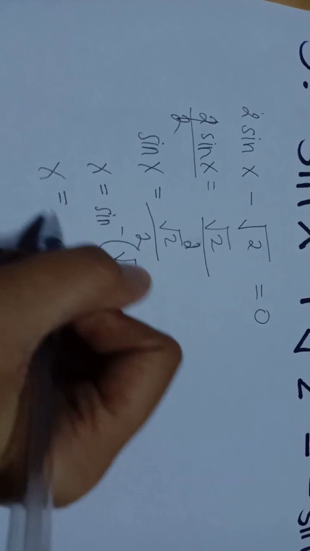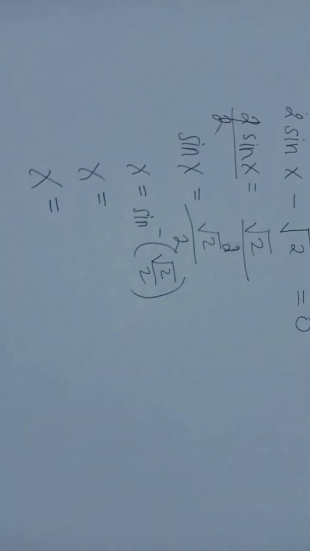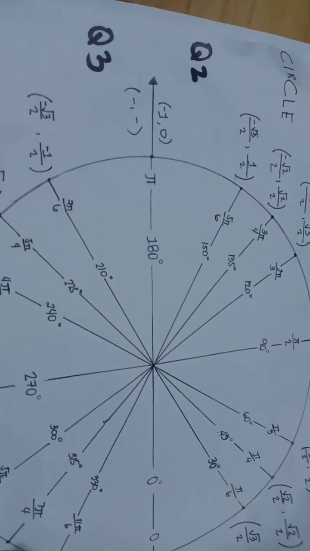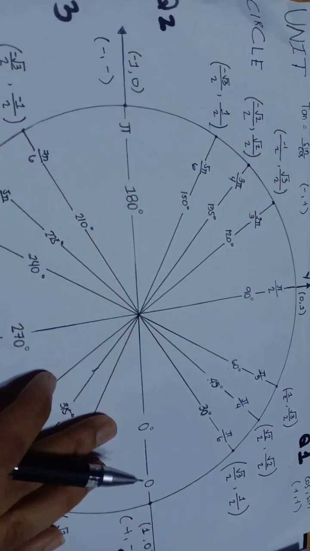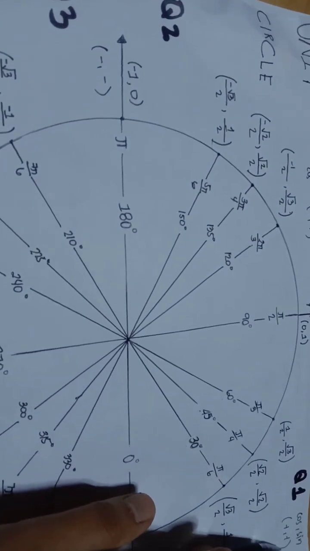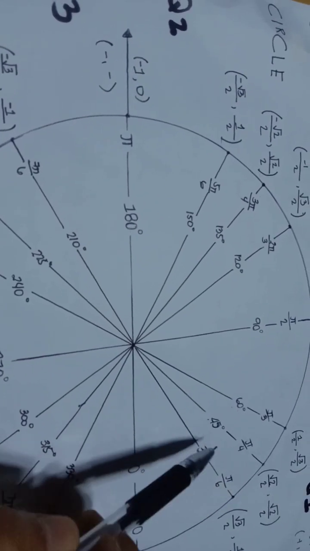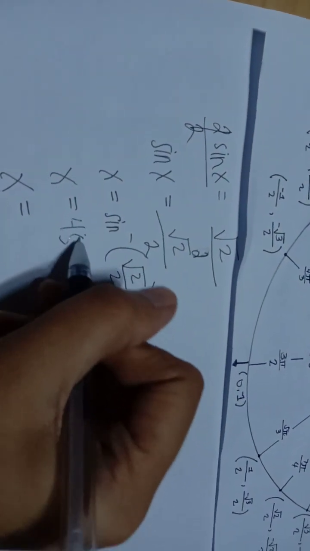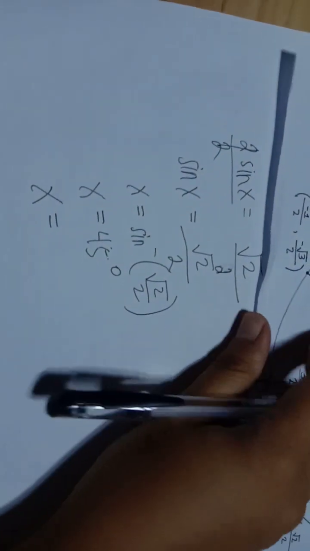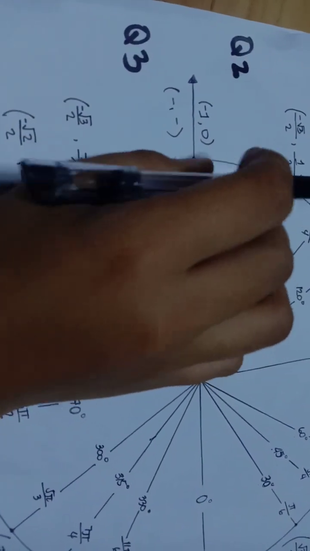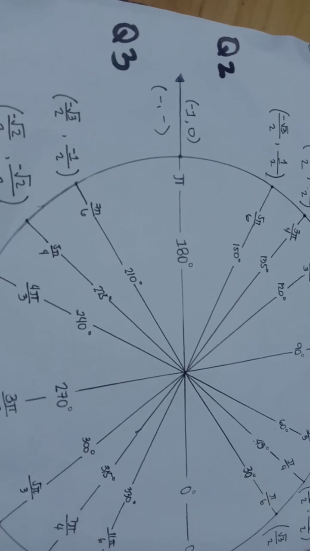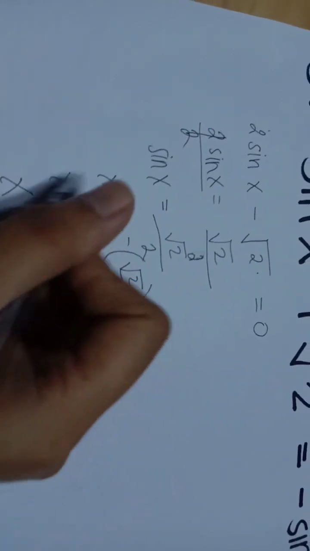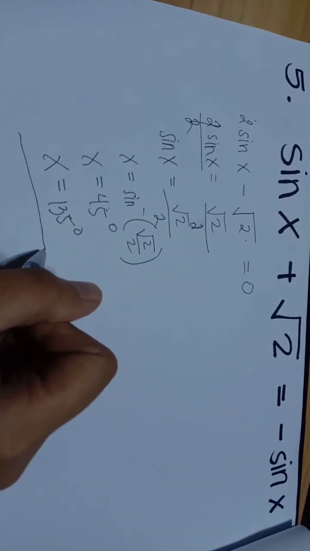So what is the value of x now? Okay, to find out, let's take a look at the unit circle. What quadrant does square root of 2 over 2 belong to? In quadrant 1, there is 45 degrees. So the first value is 45 degrees. What about the other value of x? Let's see. Yes, there. 135 degrees is the other value of x. Did you get the correct answer?